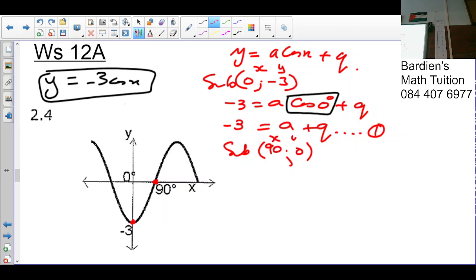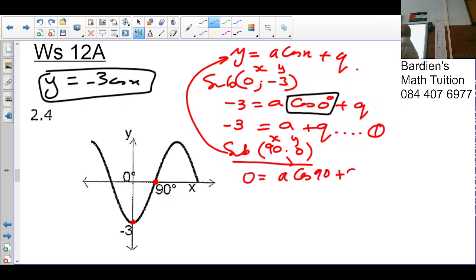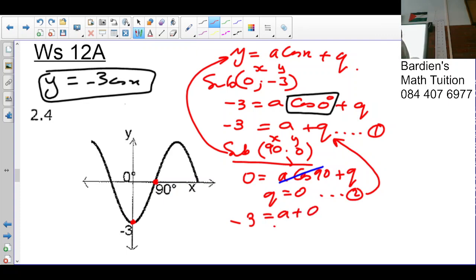Again, that's an x and a y. So I'm just going to go back into the original equation. So what do I substitute? 0 equals a cos 90 plus q. What is cos of 90? 0. 0 times a is 0. So q is 0 in this equation 2. Now we can sub that back into the first equation. Negative 3 is equal to a plus 0. So a is negative 3. Therefore, y is equal to negative 3 cos x.